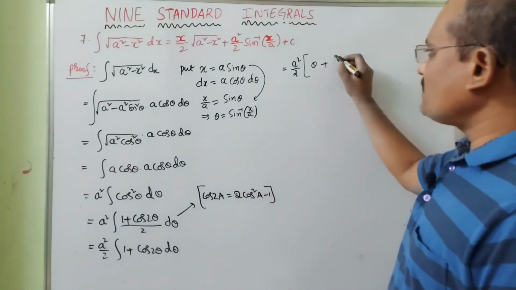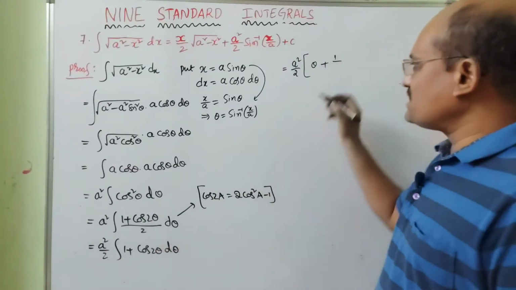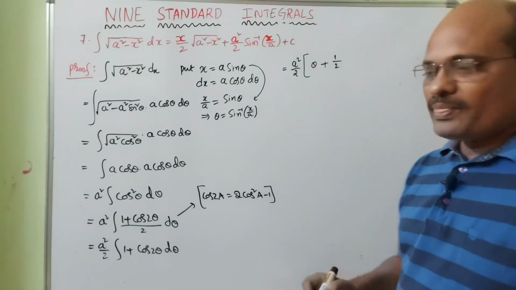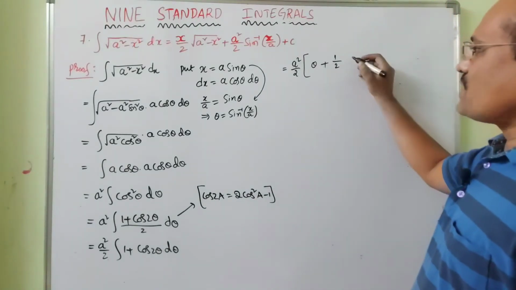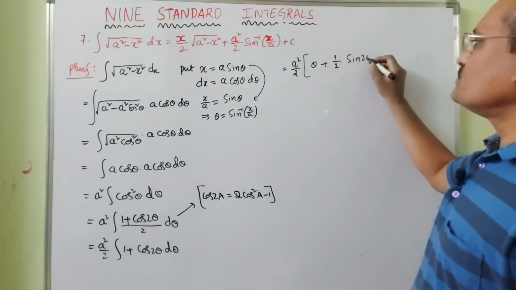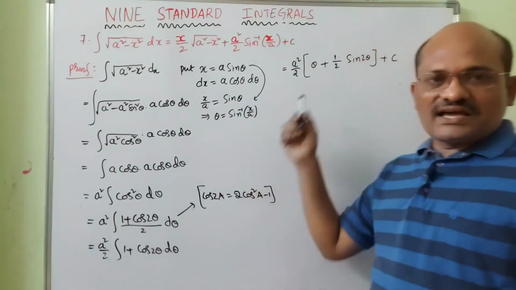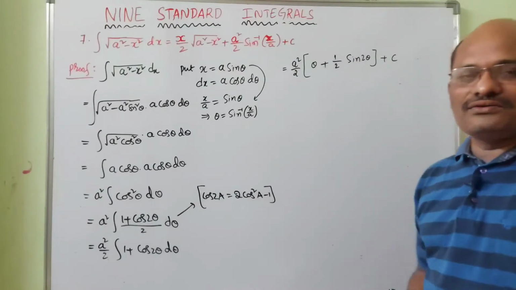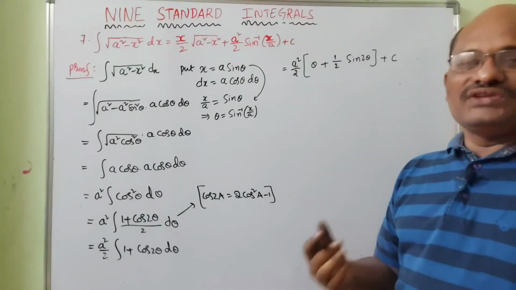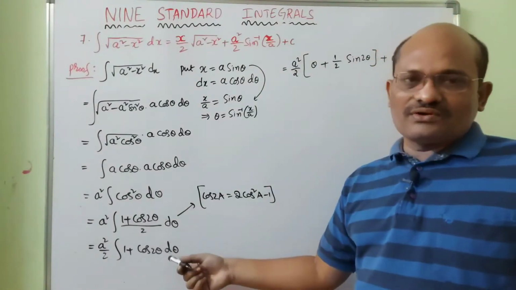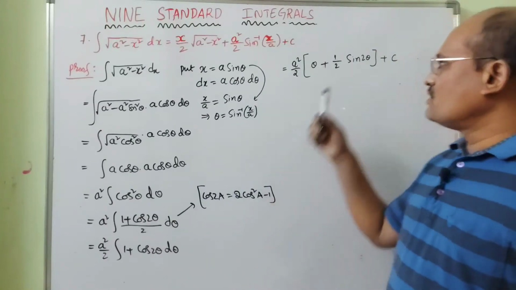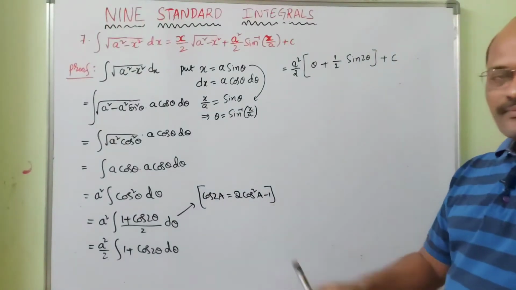First what we have to write? 1 by theta coefficient, 1 by 2 cos 2 theta, apply standard formula, sin 2 theta plus c. Cos 2 theta integration is sin 2 theta, but before what we have to write? 1 by theta coefficient. If x is there, x coefficient, theta is there, theta coefficient. 1 by 2 we have to write.